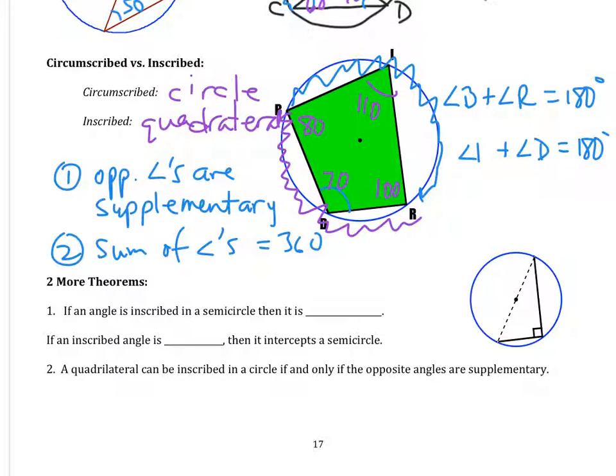All right, two more theorems. If an angle is inscribed in a semicircle, what they're talking about is this angle A. Notice that the endpoints of A are on the endpoints of a diameter, okay? So, if an angle is inscribed in a semicircle, then it is always going to be 90 degrees. It's going to be a right angle.